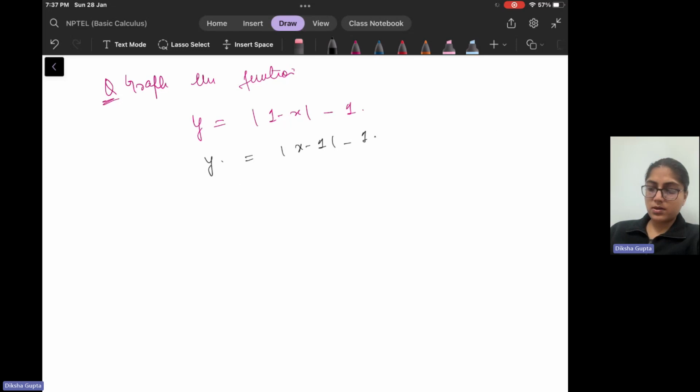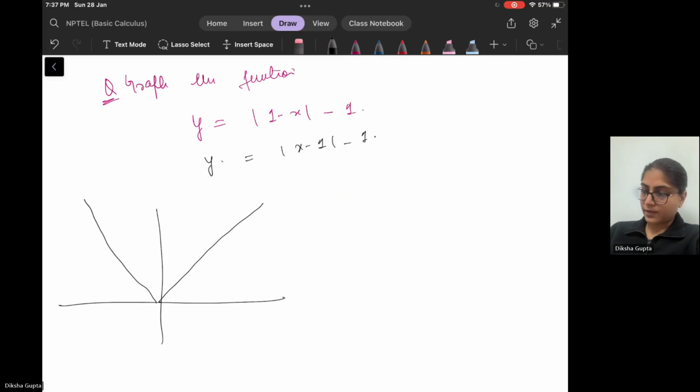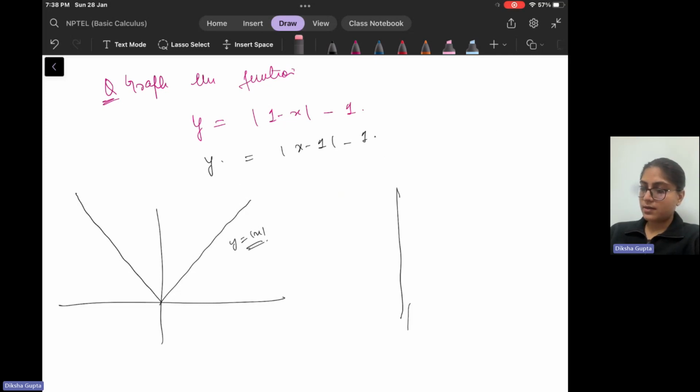So graph firstly y equals |x|, of course, because this function contains a mod, you just have to then shift the graph. So y equals |x| looks like this, right? What we'll do, y equals |x|, changing in x, by the horizontal shift. y equals |x − 1| will shift the graph 1 unit.